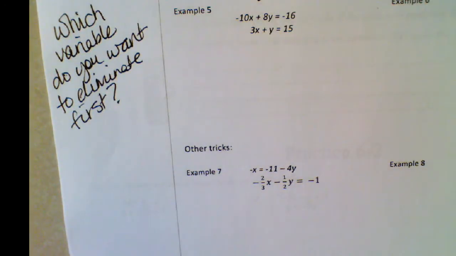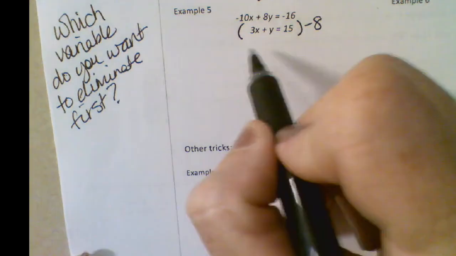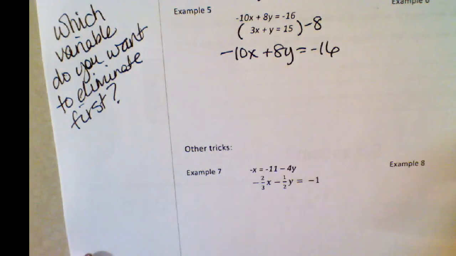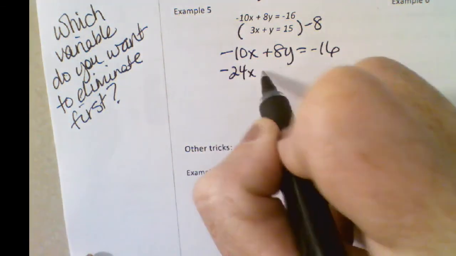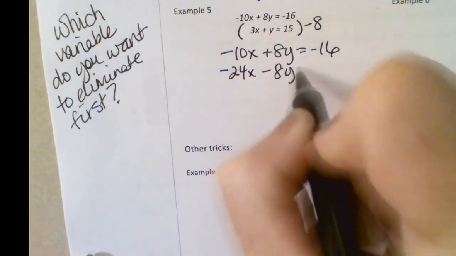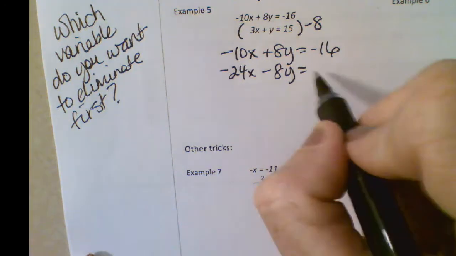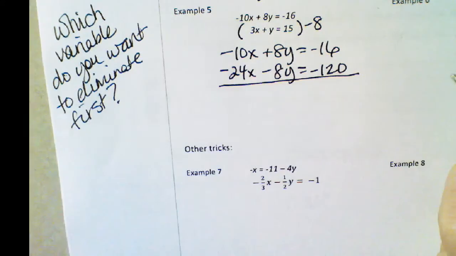What would I need to have to eliminate that 8y? I would need a negative 8y, right? So this whole equation I'm going to multiply by negative 8. So let me pull that top equation down. And then what would I get for the second equation if I multiply everything by negative 8? Good. There, good. There we go.